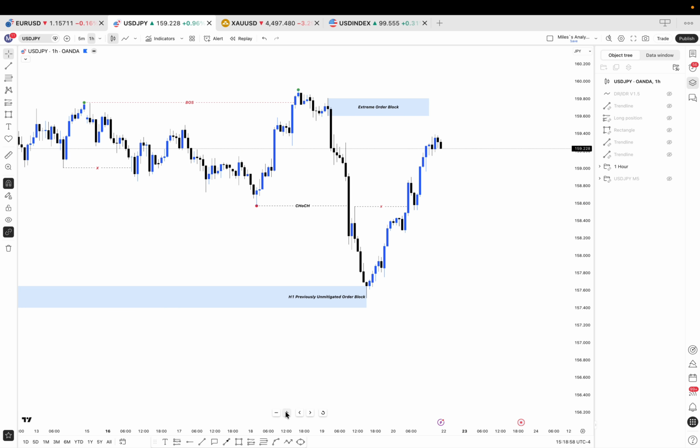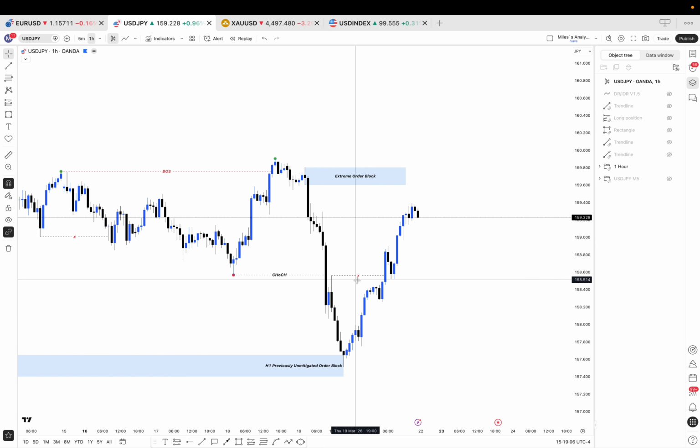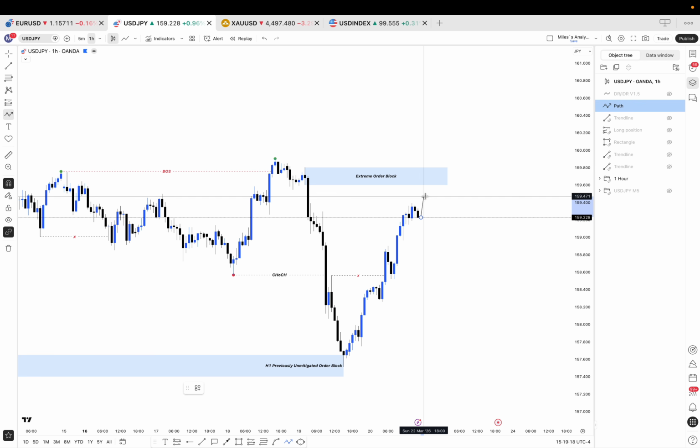So after the change of character, price mitigated a previously unmitigated order block, which you managed to take interest from on the lower time frames, and eventually price went down again to take out the 1 hour time frame adjustment. And again, I'll be looking for shorts here because of this change of character. So if price comes to mitigate this extreme order block, I'll be looking for continuation here.